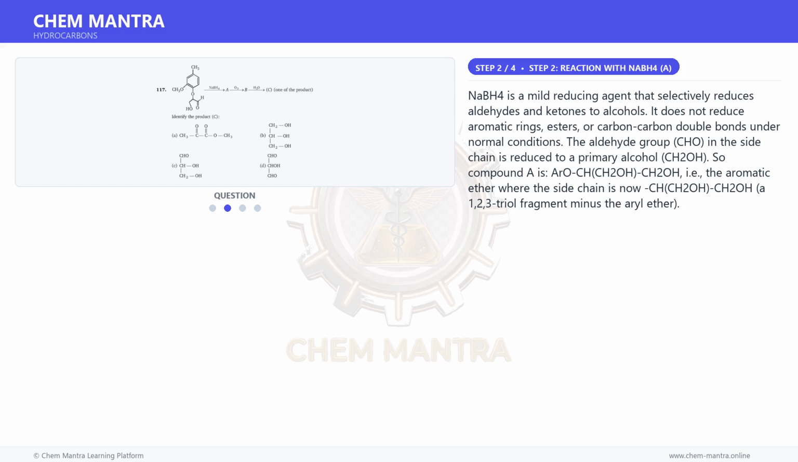Moving on to the next step. NaBH4 is a mild reducing agent that selectively reduces aldehydes and ketones to alcohols. It does not reduce aromatic rings, esters, or carbon-carbon double bonds under normal conditions. The aldehyde group, CHO, in the side chain is reduced to a primary alcohol, CH2O. So compound A is ROCH, CH2O, CH2O, i.e., the aromatic ether where the side chain is now CH, CH2O, CH2O, a 1,2,3 triol fragment minus the aryl ether.